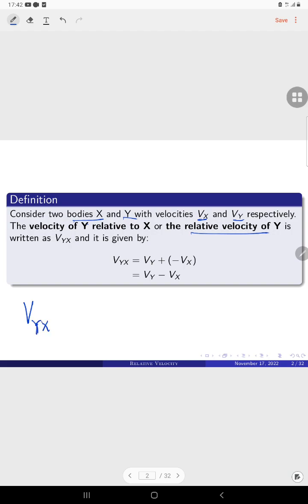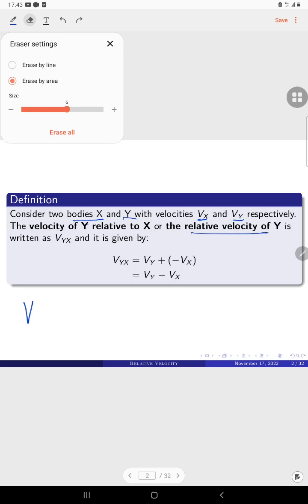Relative velocity of Y means there has to be another point. If you are saying relative, then you have to compare that velocity with another point. So the relative velocity of Y, or the velocity of Y relative to X, means X is the reference point. It is given by the velocity of Y minus the velocity of X. That is the mathematical definition of relative velocity, so take note of that.